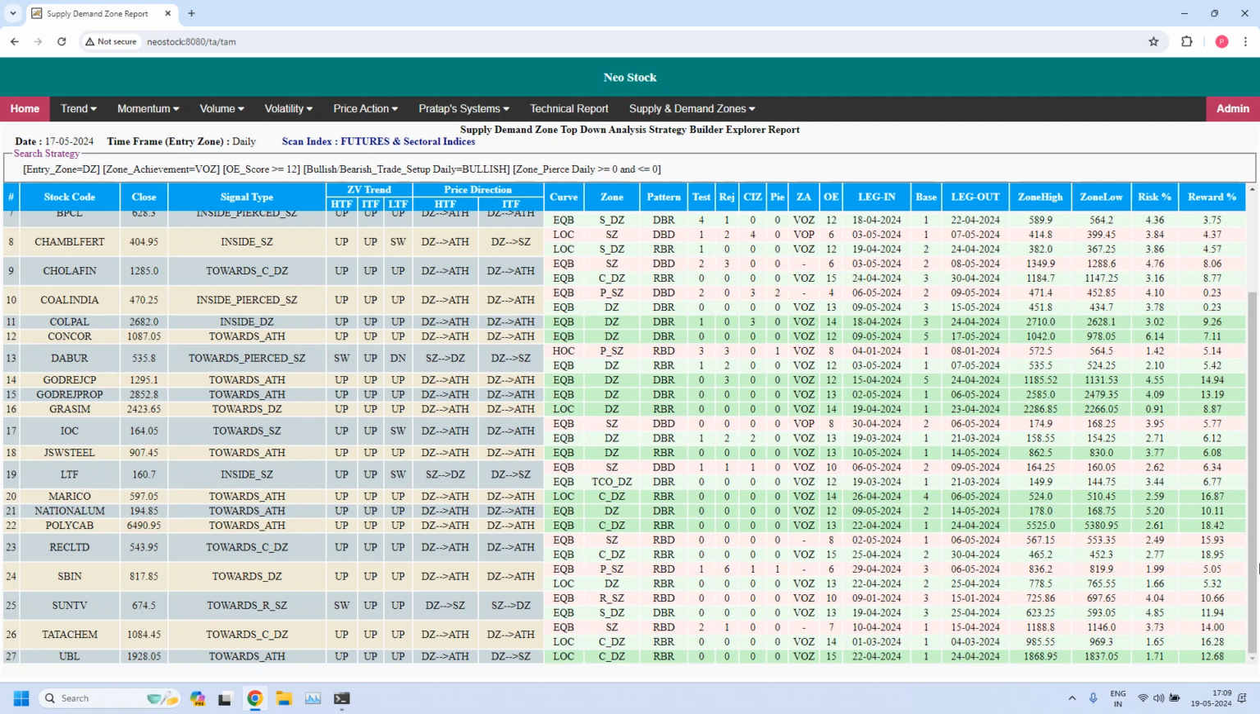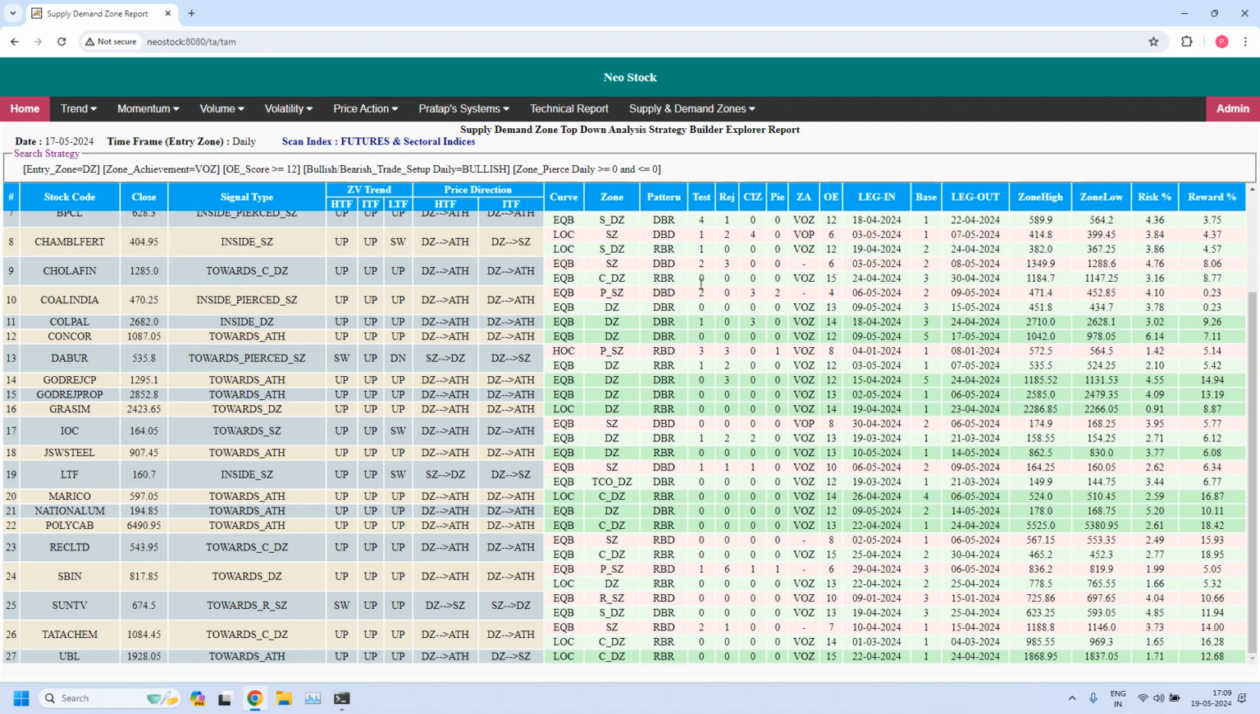Suppose you don't want to trade tested zones, remove those stocks. Only the test count 0 should be there. Rejection count, test count, all 0 should be there. Select such kind of stocks, for those people who don't want to take tested zones.